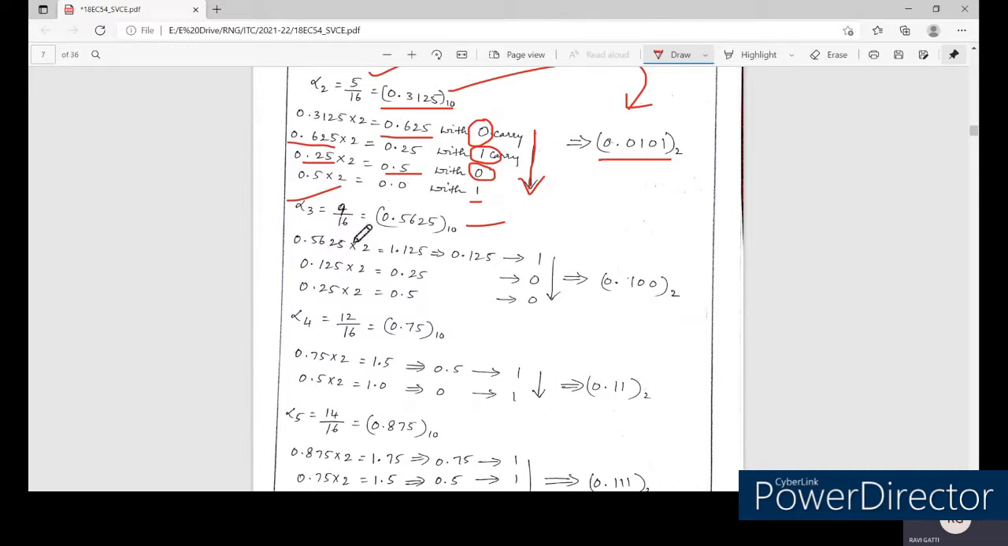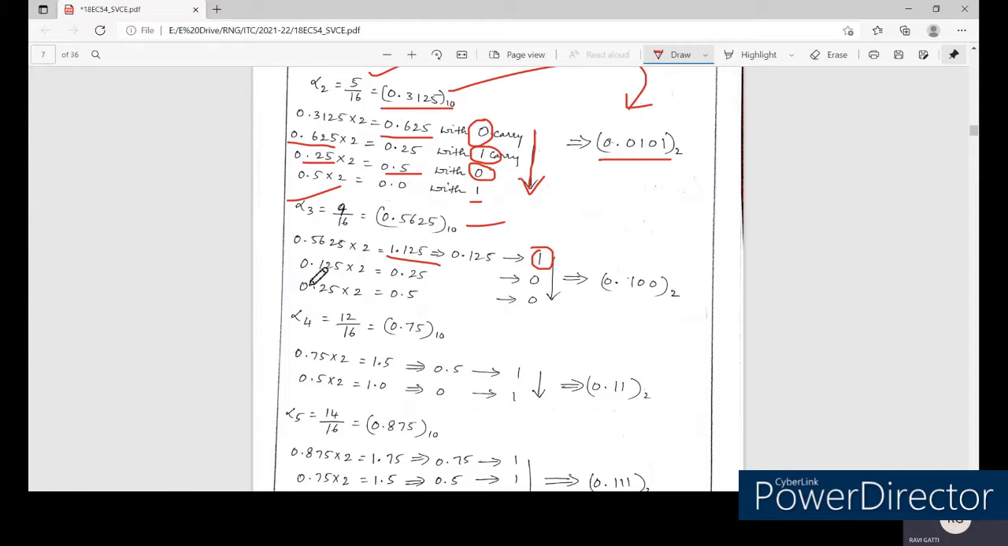If I want to convert it into binary, what I should do is multiply with the index value 2. If I do the multiplication, you will be getting 1.125. Since you got a carry, you represent this in terms of a carry. And what is the remaining thing? You will be getting a remaining thing as 0.125.